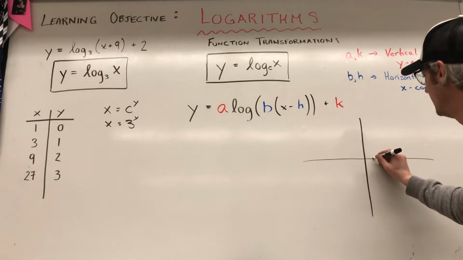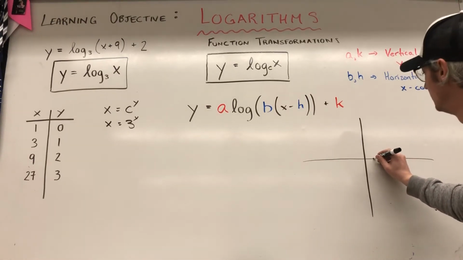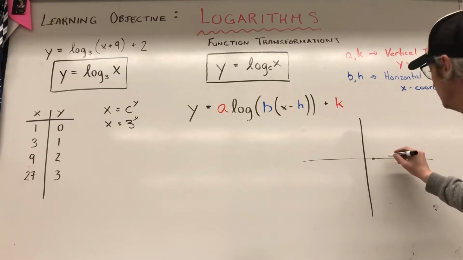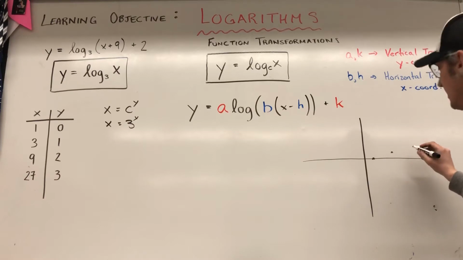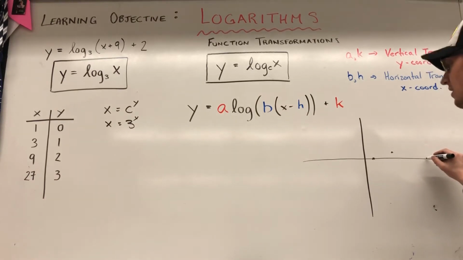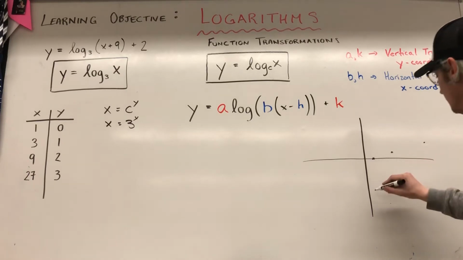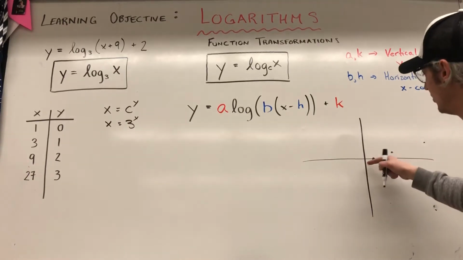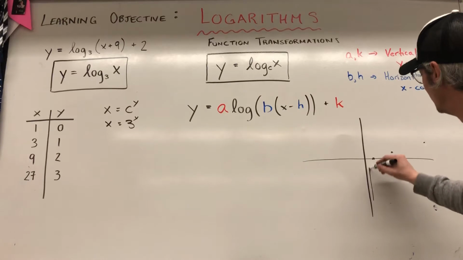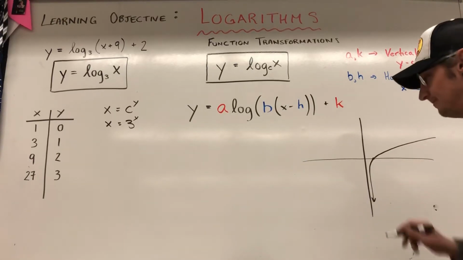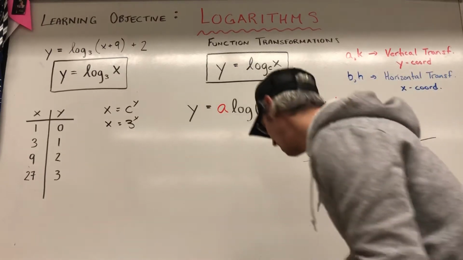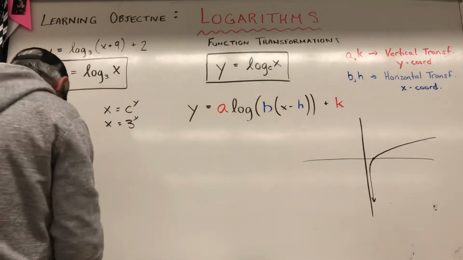x is equal to 1, I'm at 0. At x is equal to 3, I'm at 1. At x is equal to 9, I'm at 2. Right? So anyways, this is what the function would look like, something like this. Okay? I'm not lying to you guys, I have never lied to you.